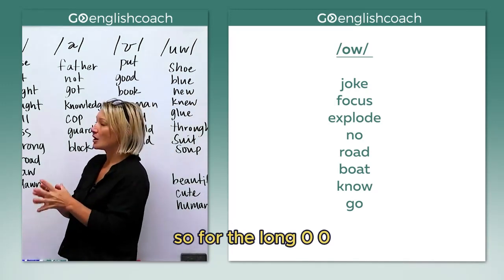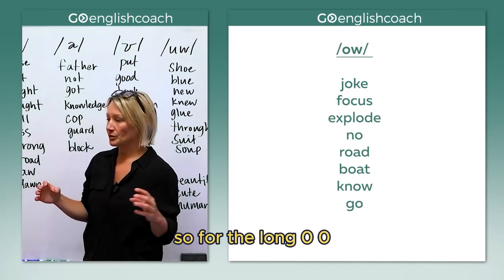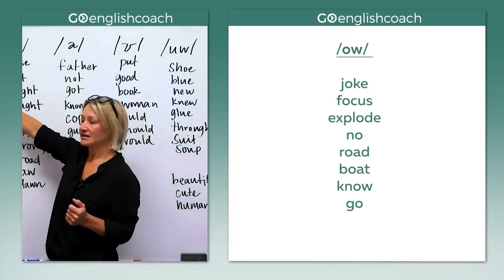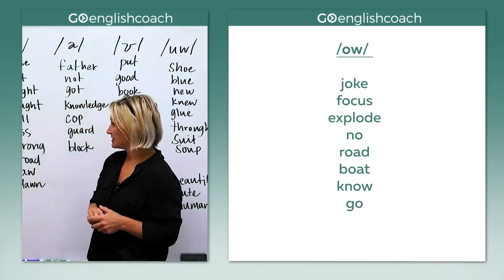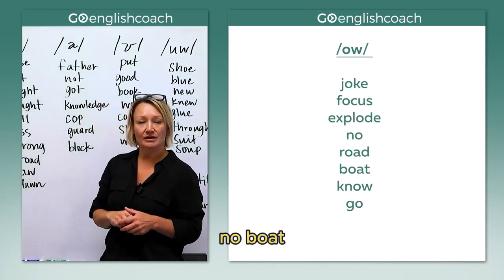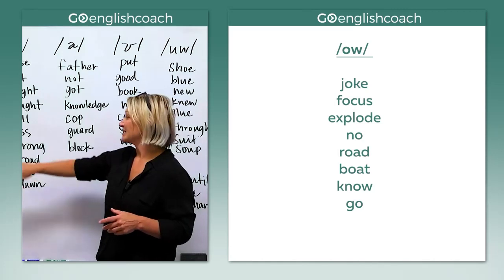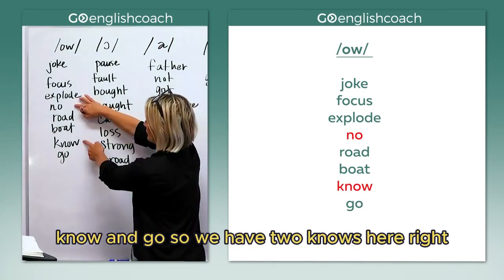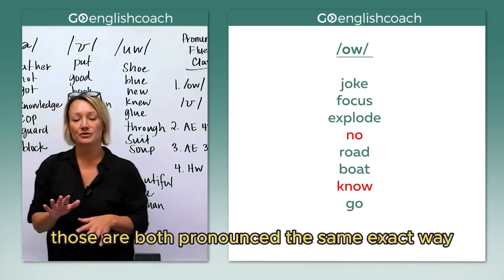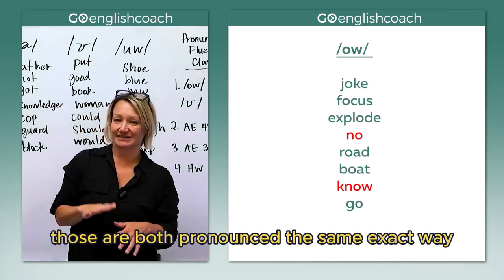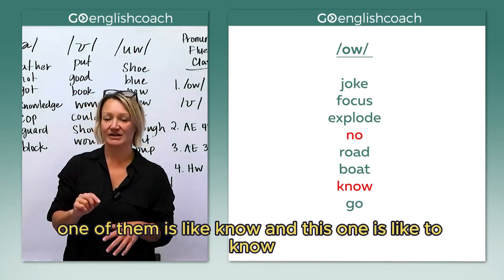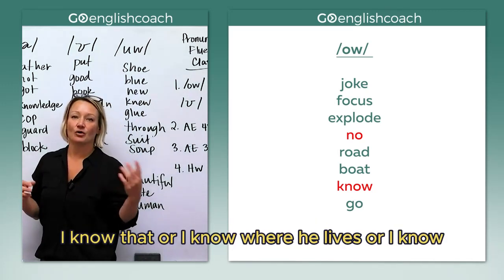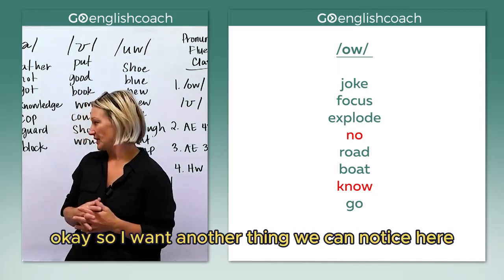So for the long O, we've got joke, focus, explode, no, boat, no, and go. So we have two no's here, right? Those are both pronounced the same exact way. One of them is like "no," and this one is like "to know," right? Oh, I know that, or I know where he lives, or I know, okay?